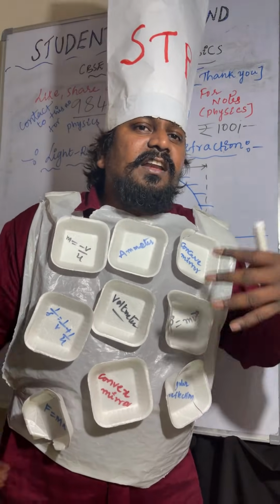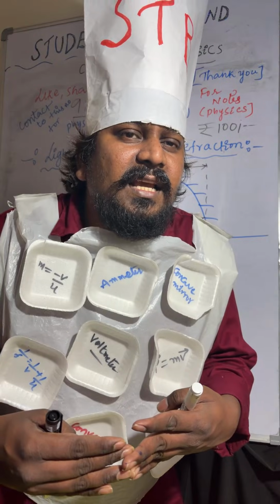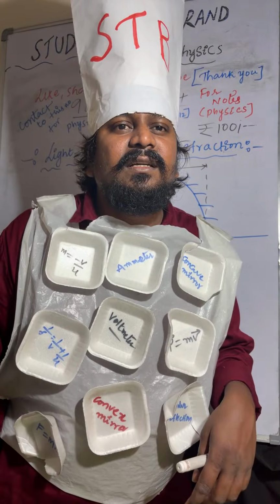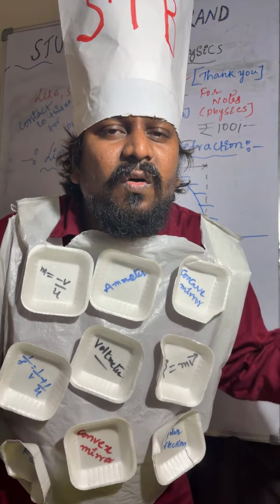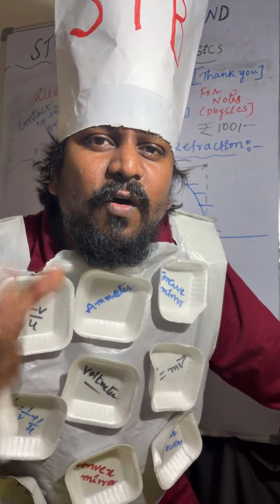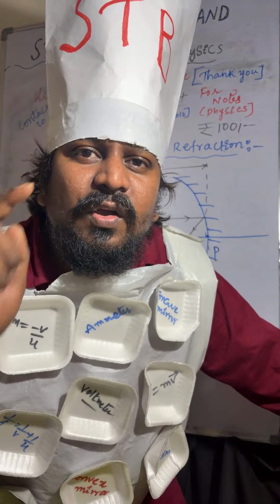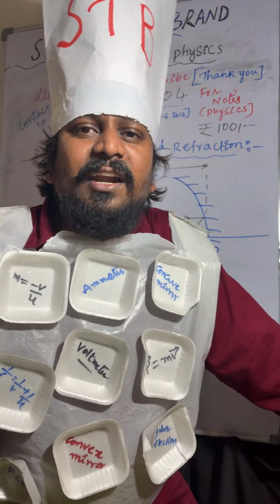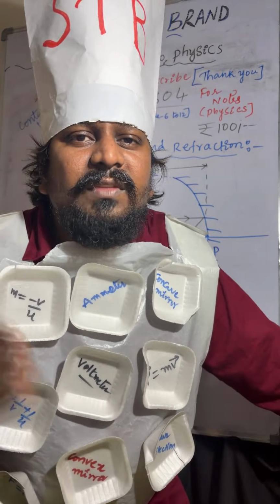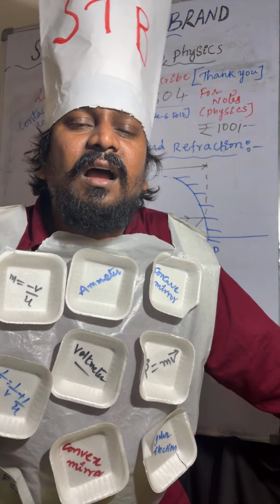After reflection, all light rays meet at one point on the principal axis, called principal focus. Simply we can say focus. The distance between focus and pole is called focal length. And the width of the mirror is called aperture. Yes, aperture.